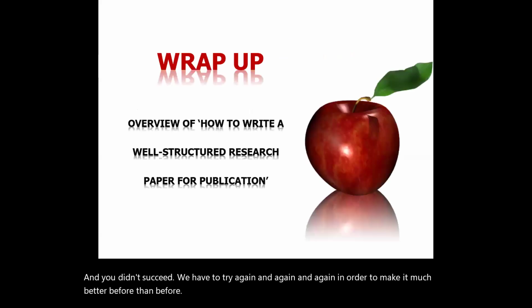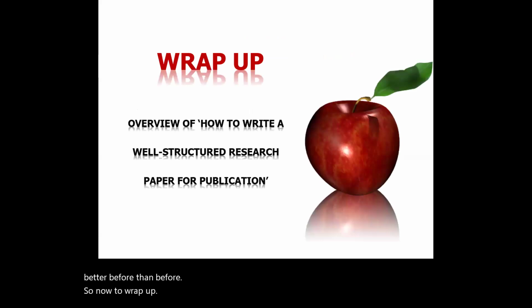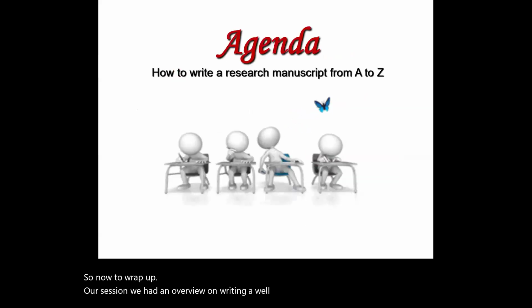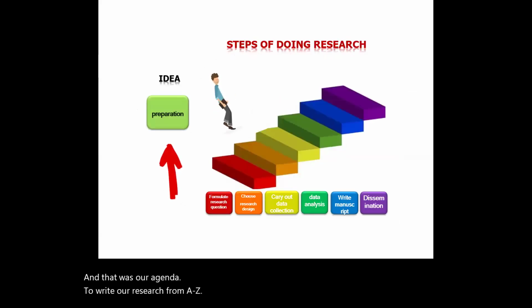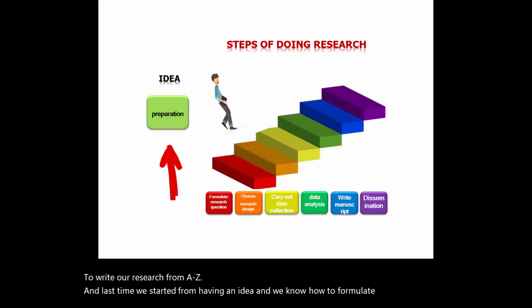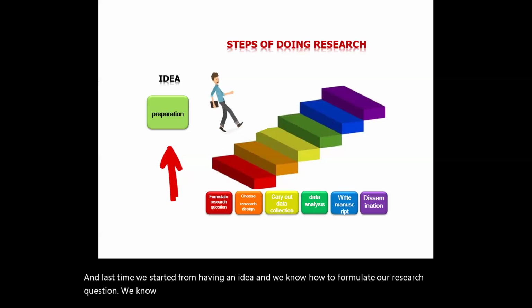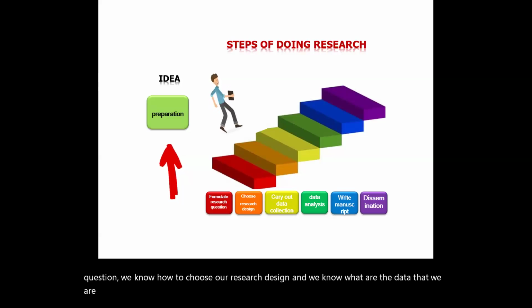So now to wrap up our session, we had an overview on writing a well-structured research paper for publication. And that was our agenda, to write our research from A to Z. Last time we started from having an idea, and we know how to formulate our research question. We know how to choose our research design, and we know what data we are going to collect for our research, what the sources of data are, and how to analyze the data.